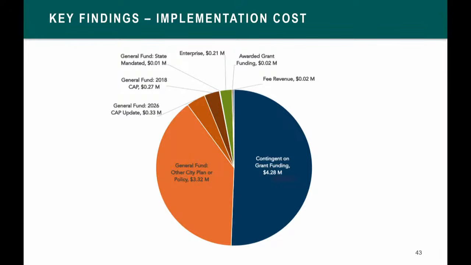are measures that are associated with other city plans or policies. These measures would have happened regardless of CAP adoption. The next two darker orange slices there represent the 2026 CAP update costs and the 2018 CAP measure costs combined. These would have an annual cost of about $600,000 per year.